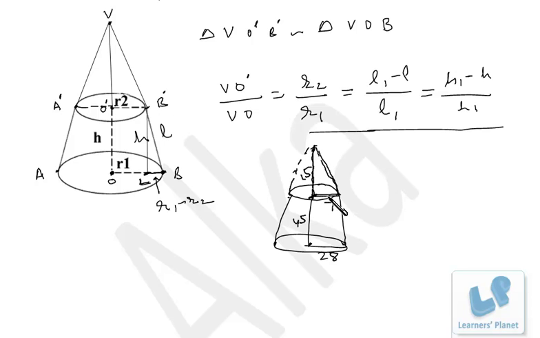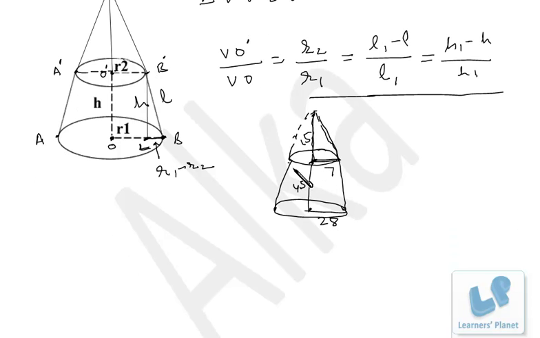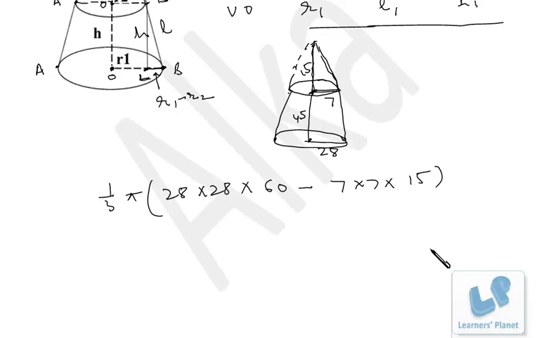That means you got the height and radius of the smaller cone and the height and radius of the bigger cone, right? Now, to find out the volume of this frustum, you find out the volume of the entire cone and then deduct the volume of the smaller cone. So that is 1/3 pi r square h, right? So r square is 28 into 28 into h is 60, minus r square h, so 7 into 7 into h is 15, right?